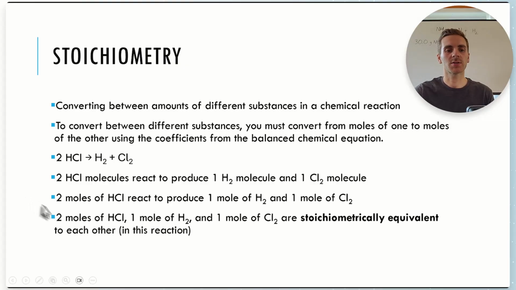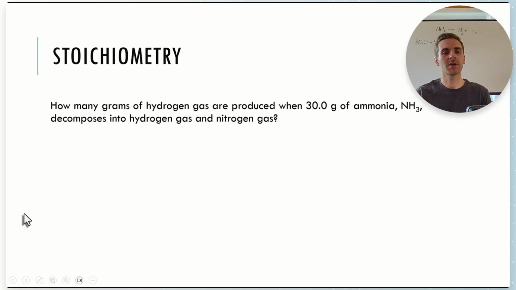And so because of this, we would say that 2 moles of HCl, 1 mole of H2, and 1 mole of Cl2 are all stoichiometrically equivalent to one another, at least in this reaction, which basically means that they can be used as a conversion factor in a mole conversion dimensional analysis type problem. So let's look at an actual sample calculation.